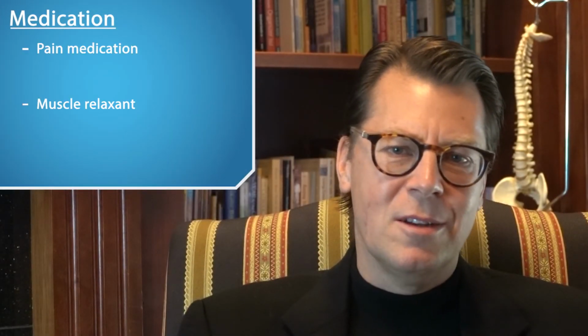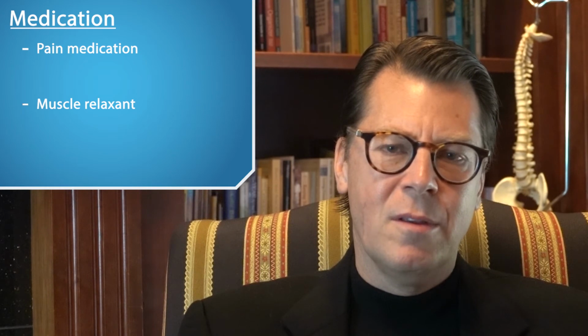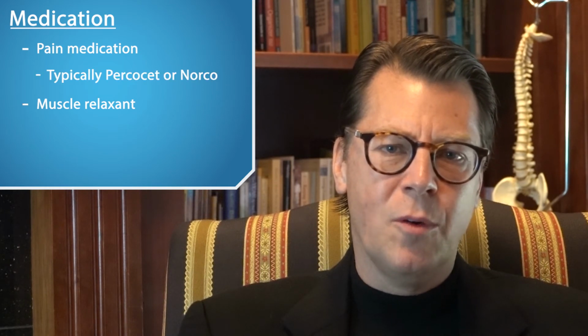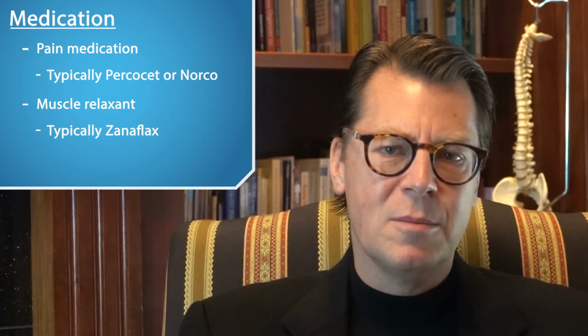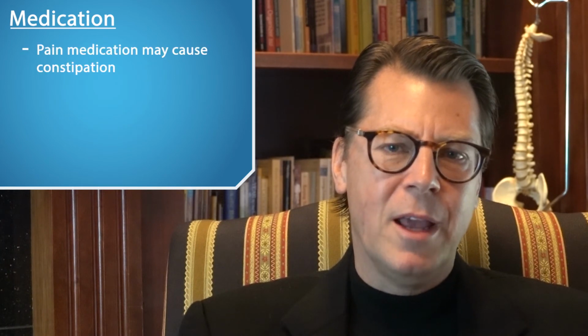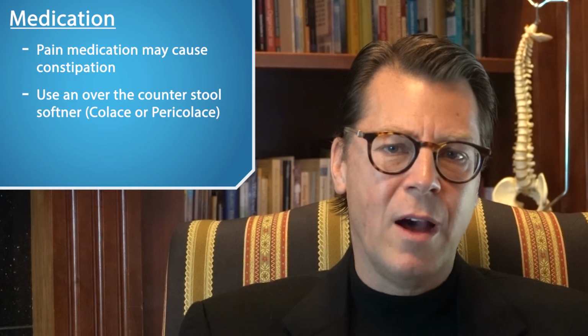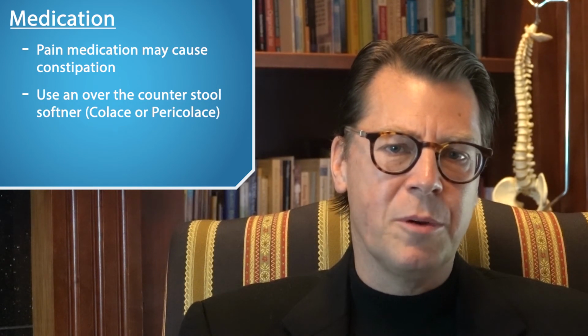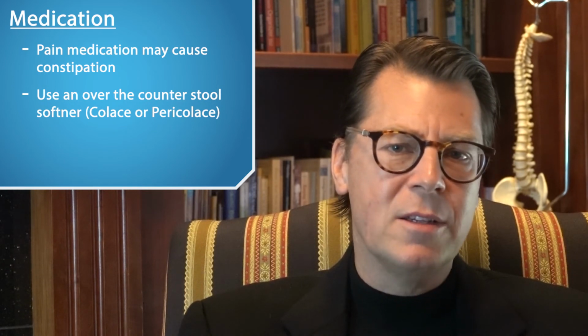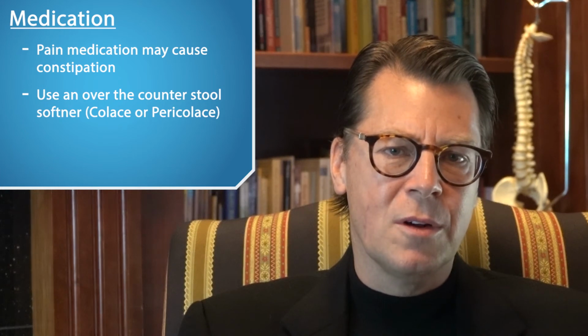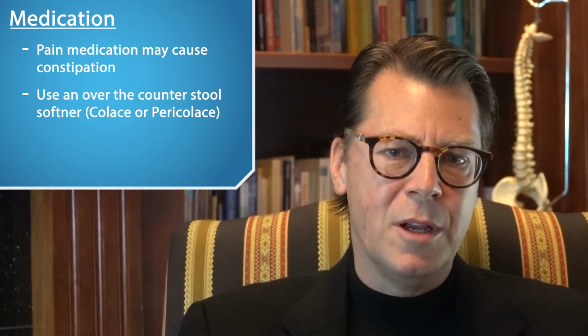You will be provided with pain medication and a muscle relaxant to go home with after surgery. Typically, I like to use Percocet or Norco for pain and Zanaflex as a muscle relaxant. Pain medication can often cause constipation, so I would recommend using an over-the-counter stool softener such as Colace or Peri-Colace. These medications can be purchased at your local drugstore and can help prevent constipation.